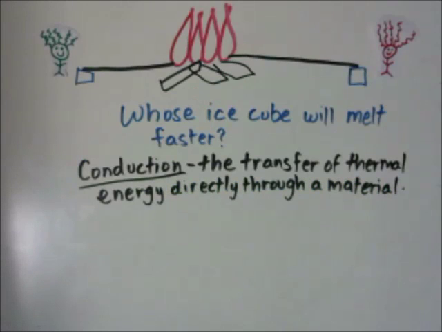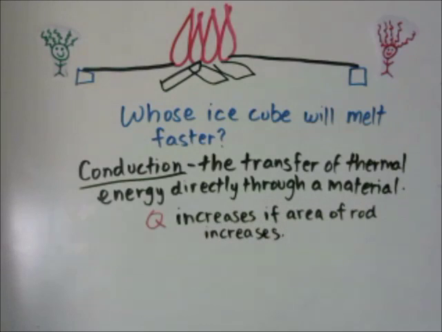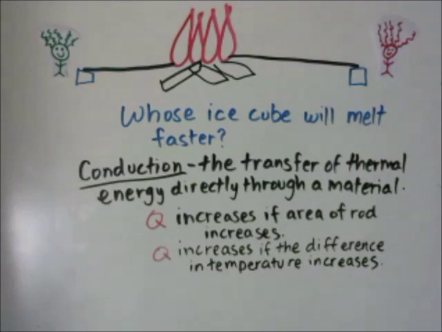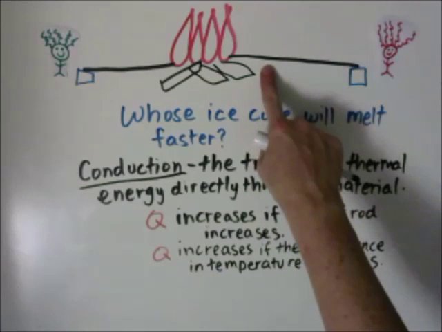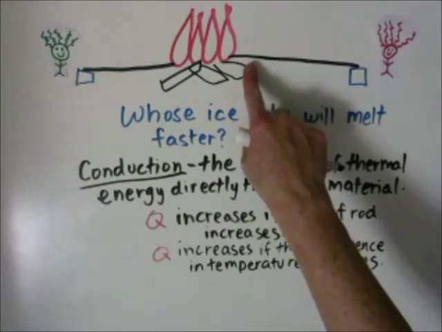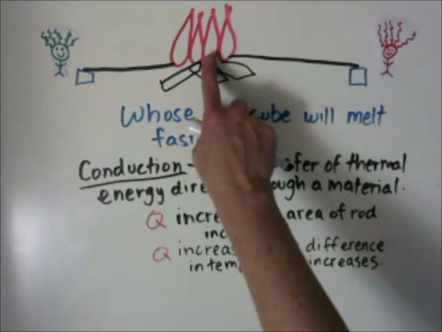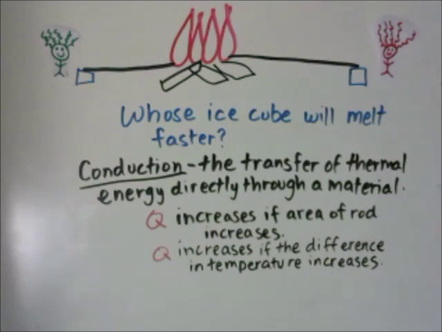Conduction depends on a couple of things. The heat transferred increases if the area of the rod increases. The heat will increase if the difference in temperatures increases. So for example, if this rod started at a colder temperature, it's going to be a bigger change between the temperature of the rod and the temperature of the incoming heat.